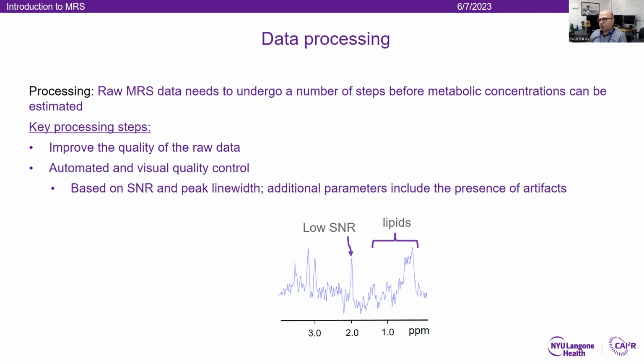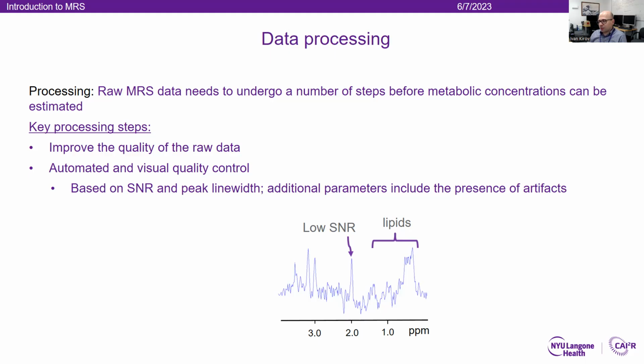There's peak line width. Very wide peaks are undesirable because they impede quantification, and there are certain accepted thresholds as to when a peak is deemed too wide to exclude the spectrum.